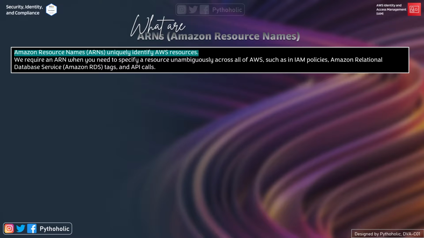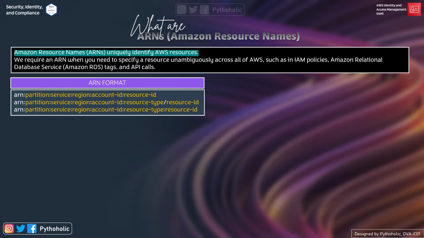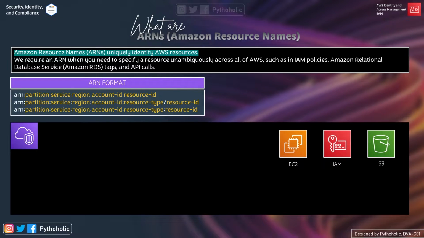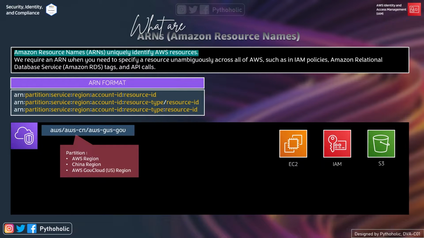Now let's see the format of ARN, or the syntax. We have three formats on display. So we have here ARN, partition, service, region, account ID, resource ID. And similarly, we have resource type/resource ID, resource type:resource ID as well. Now let's understand each term individually. Let's suppose this is our AWS account, and each account is hosted on a specific AWS partition. Like we have AWS, AWS-CN, AWS-US-gov, and this is the partition. AWS is for the AWS region, AWS-CN is for the China region, and the third one is for the AWS GovCloud US region.